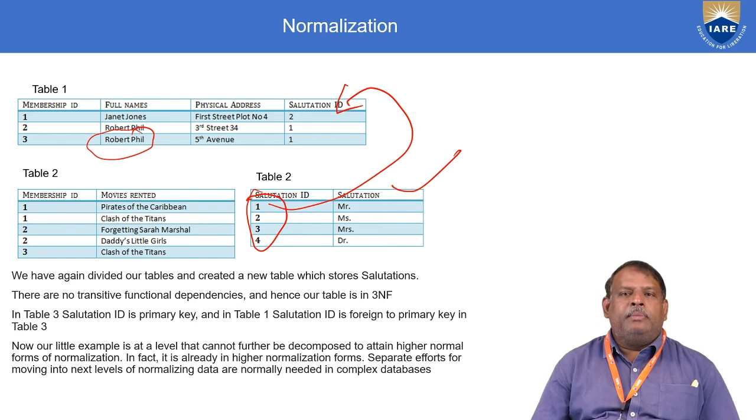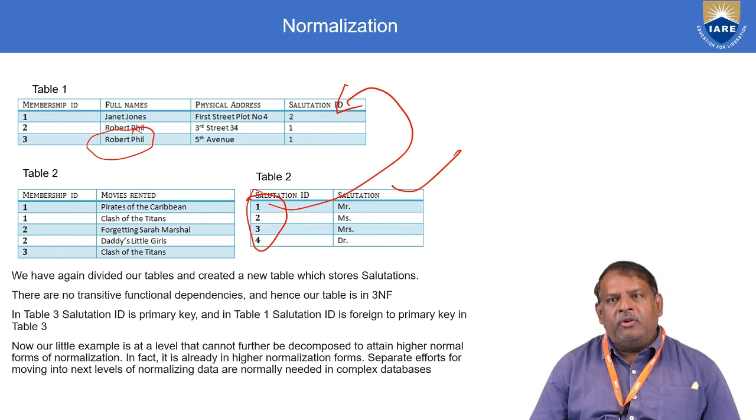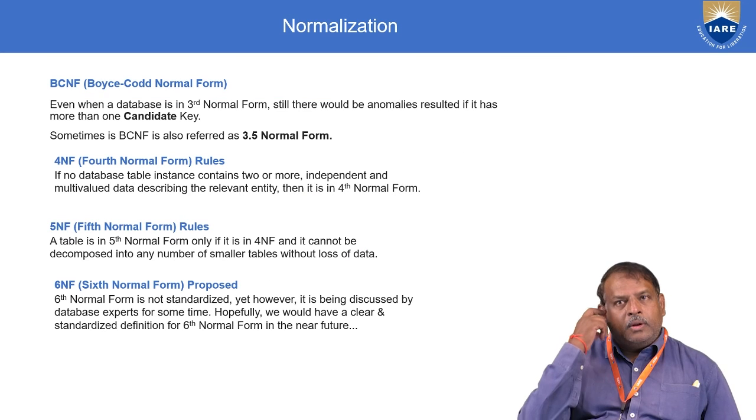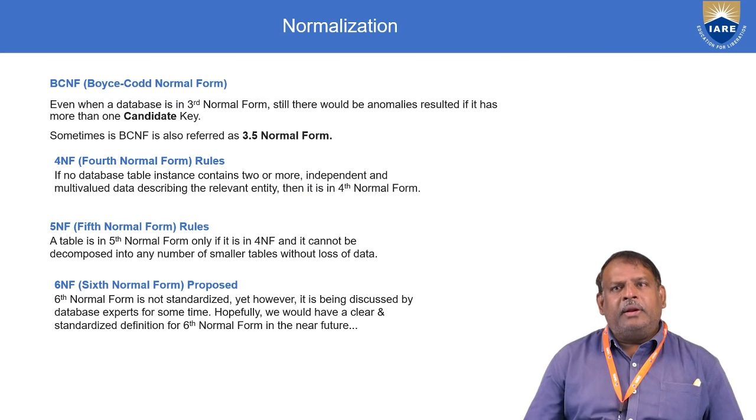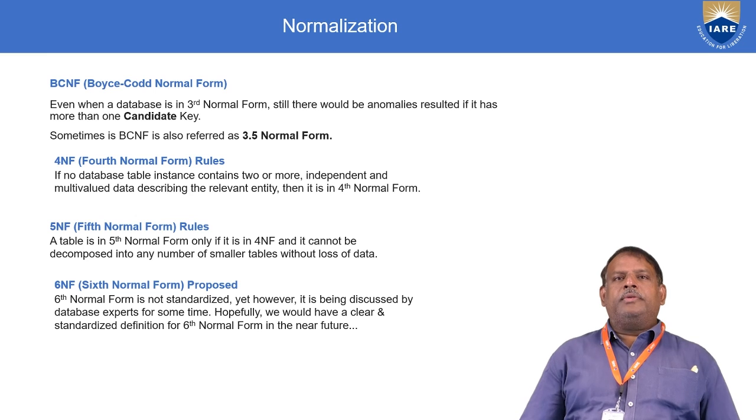Now, our little example is at a level that cannot be further decomposed to attain higher forms of normalization. In fact, it is already in a higher normalized form. Separate efforts for improving to the next level of normalization are normally needed in complex databases. In our case, we have achieved the entire thing in this third normal form, as we have removed the transitive functional dependencies. Now let us continue to other forms of normalization.